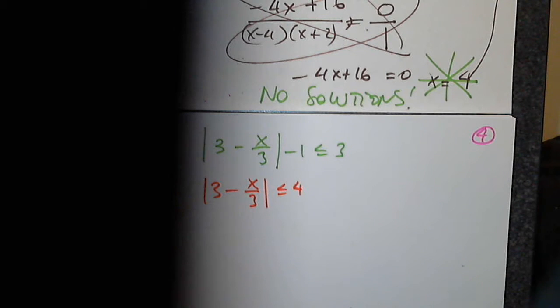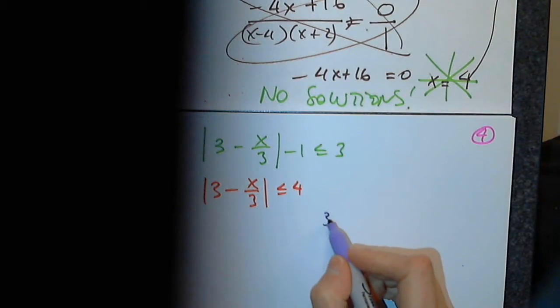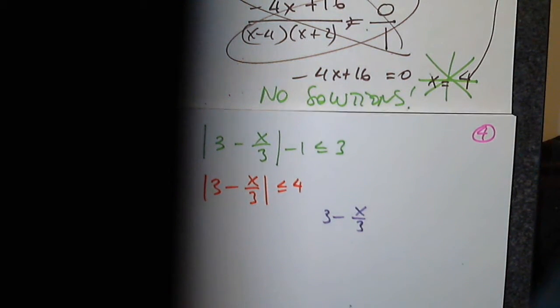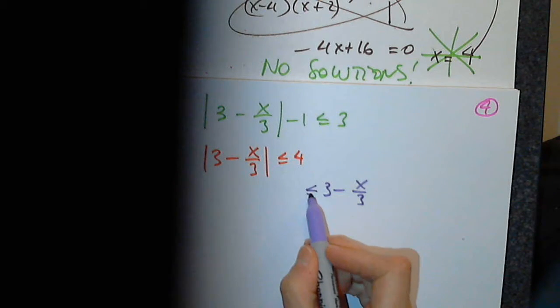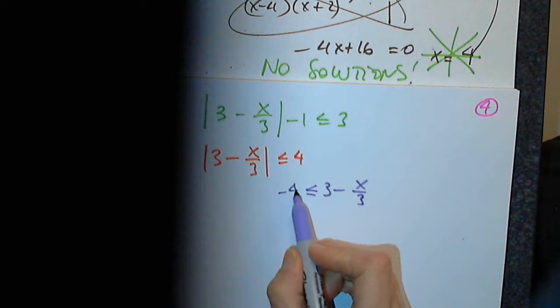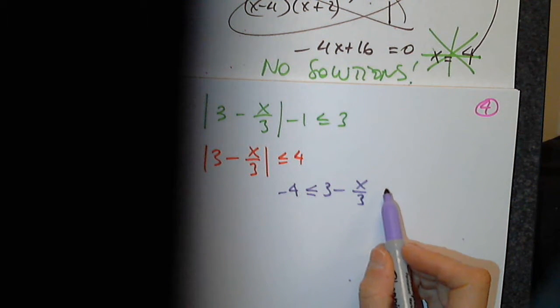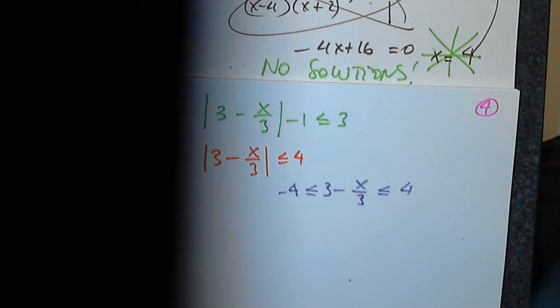3 minus x greater than or equal to 4. Greater than or equal to. Less than or equal to 4. Okay, let me re-explain this.